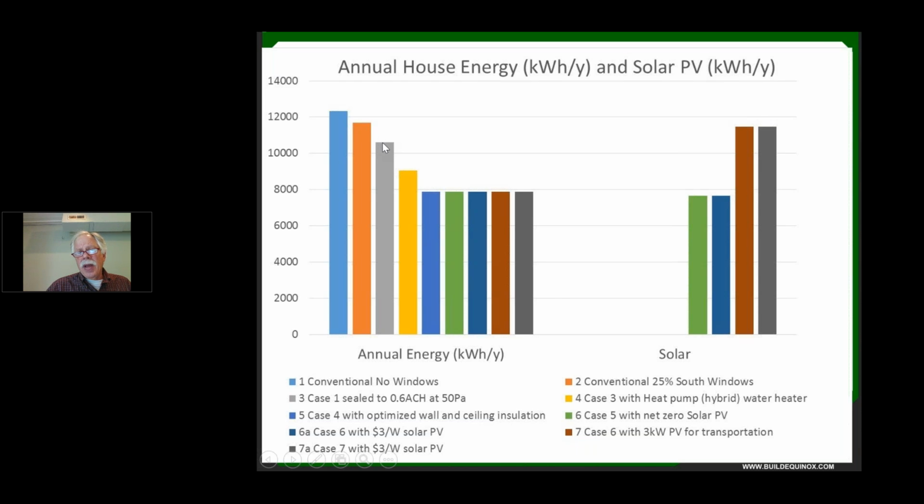Once we would seal it up and ensure that we have fresh air, if we put in a heat pump water heater, we see another large jump in energy by the addition of this new technology. And then finally, as we optimally insulate this house, we'll be doing the house without windows, we'll end up here with about 8,000 kilowatt hours, which actually is about what we're using in Equinox house. Now these other cases are the various cases where we start adding solar and looking at the different costs.